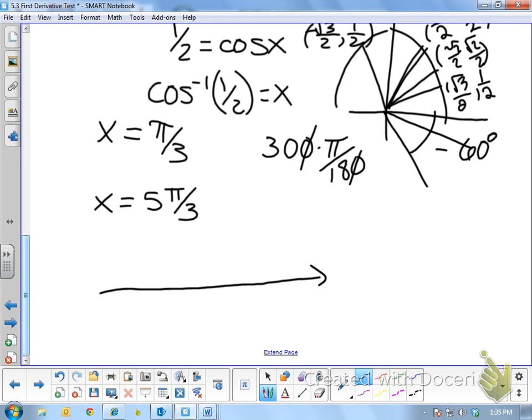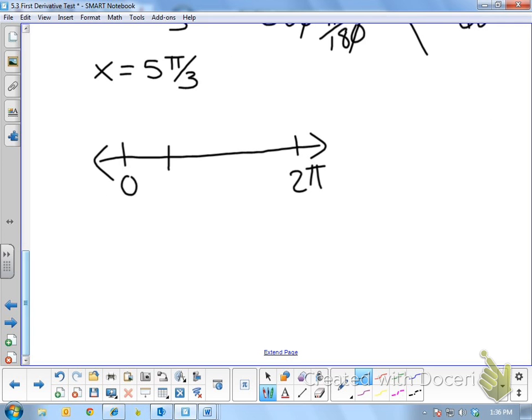And then we still perform our line test, but this time we're looking for something different as our answer. Because we're on an open interval, but we're on an interval, we don't have to worry about anything to the left of 0 or to the right of 2 pi. We go pi over 3, 5 pi over 3.